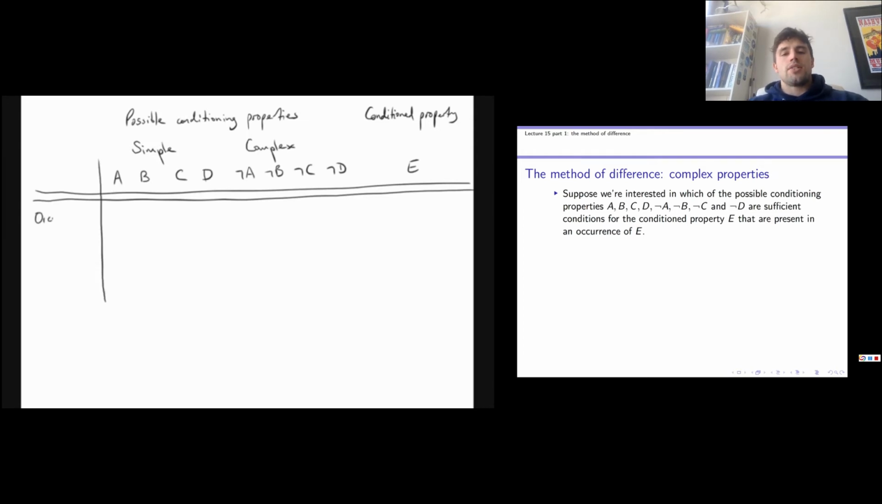Suppose we have A present, B absent, C present, and D absent, while E is present. Remember, E is always going to be present in occurrence 0 when we're doing the method of difference. Then we can fill in the property table for the negations using what we know about property tables. So we'll have not A is absent, not B is present, not C is absent, and not D is present.